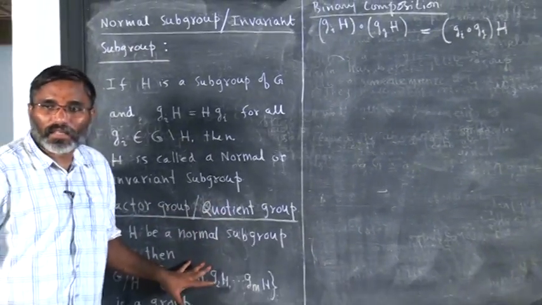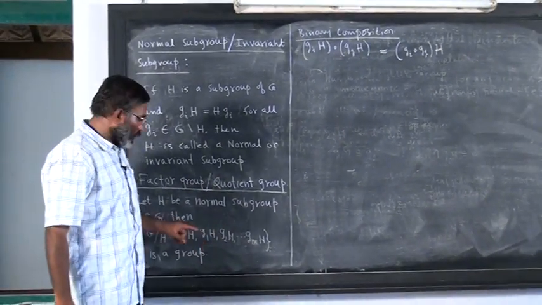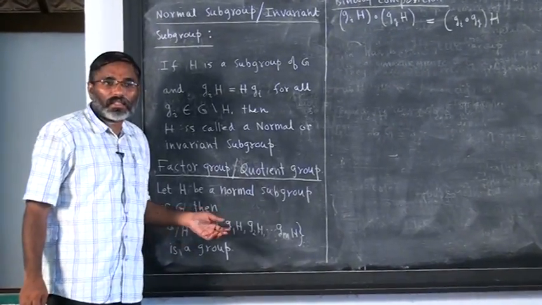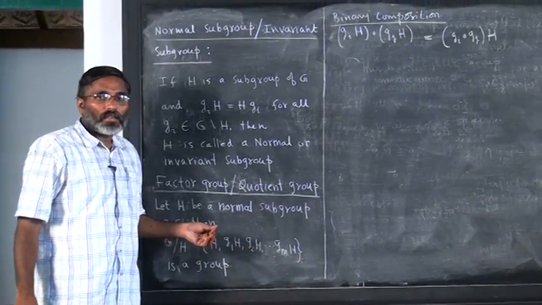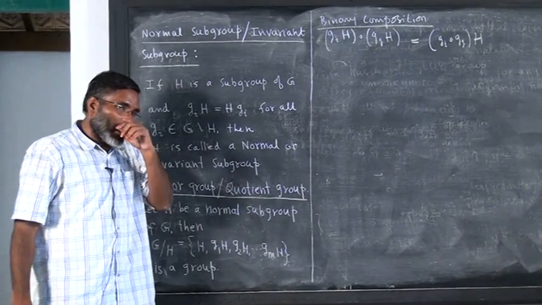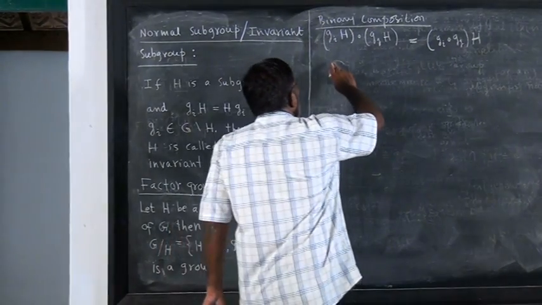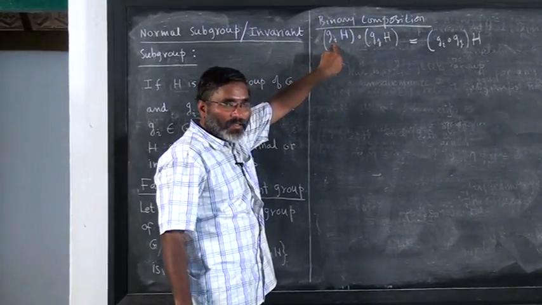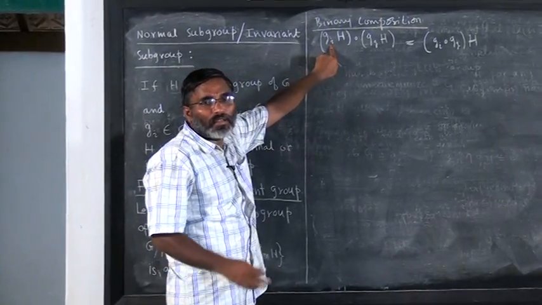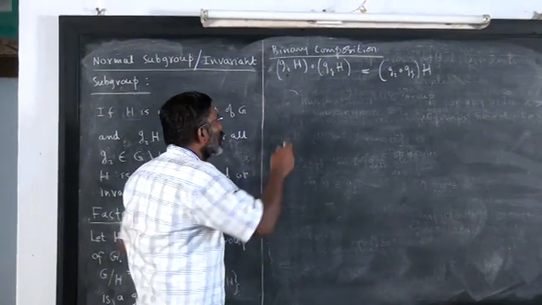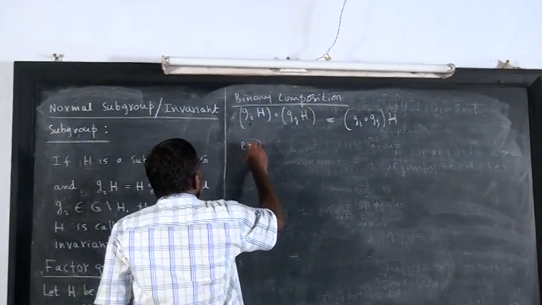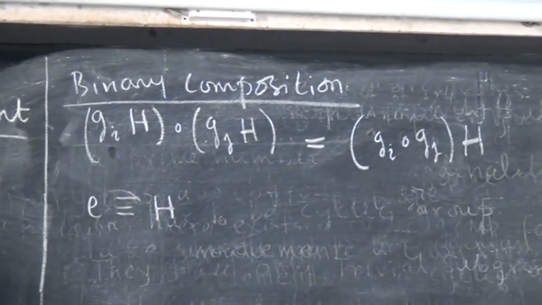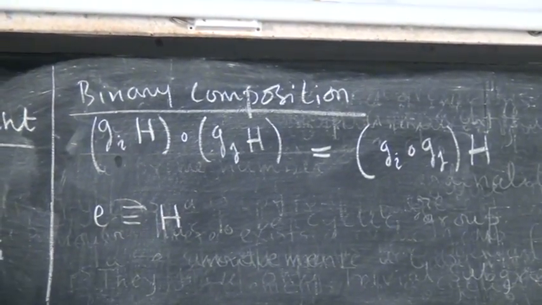What is the identity here? This has to form a group, that means there should be an identity. What is the identity? If you have to identity, you should have e here, right? So eH is what? H itself. So in this group, identity is H. In this set of sets, identity is H.